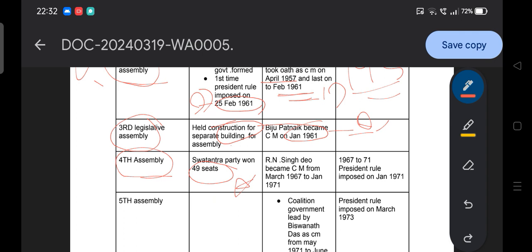They can ask how many seats were won by the Swatantra Party during the fourth legislative assembly; you have to remember that. Then R.N. Singh Deo became chief minister at that time from 67 to 71. They can simply ask about the tenure of R.N. Singh Deo's chief ministership, which is March 67 to January 71.